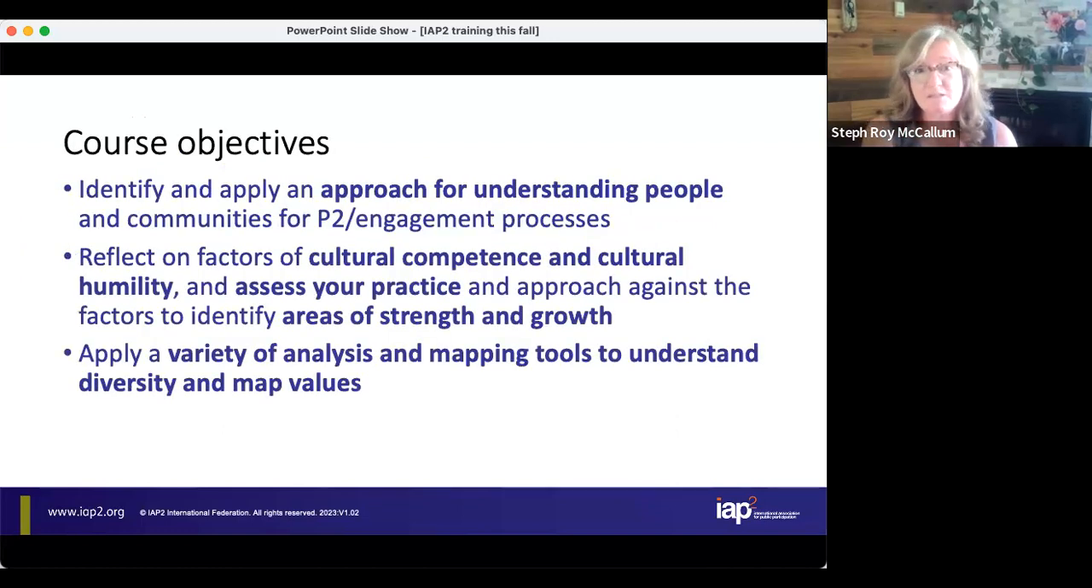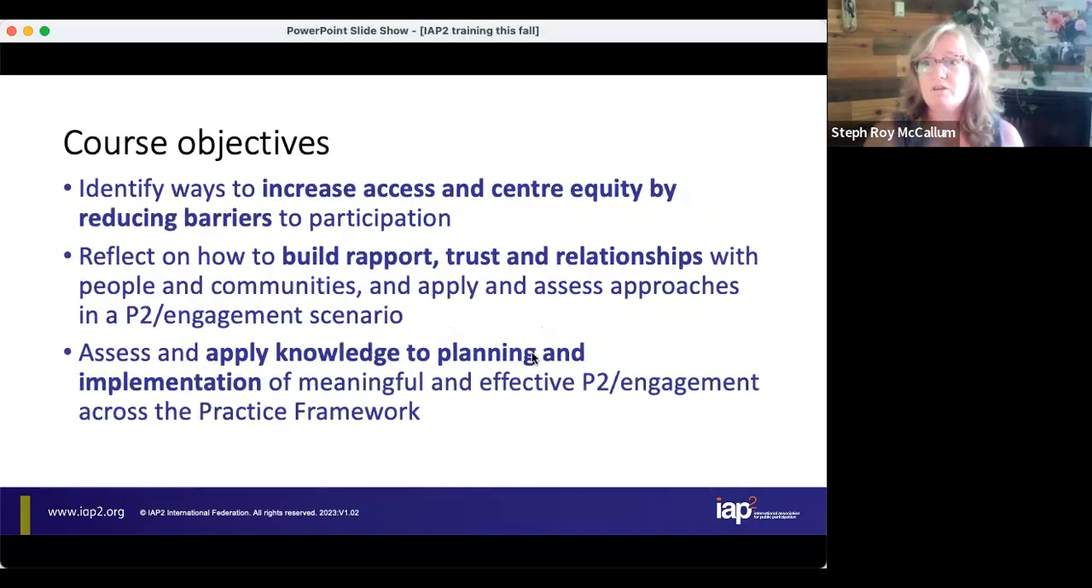We're going to look at a specific approach for understanding people. We'll talk about cultural competence and cultural humility, and you'll assess your own practice and identify areas of strength and also areas of growth. And we'll apply a variety of analysis and mapping tools to understand diversity, and we'll specifically map values. We'll also look at ways to increase access and center equity by reducing barriers to participation.